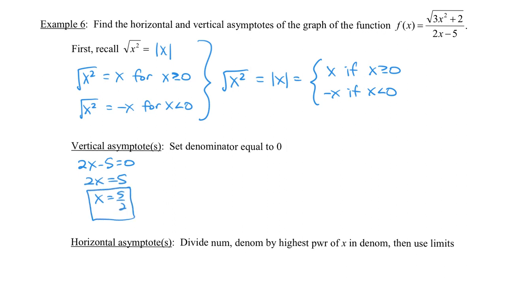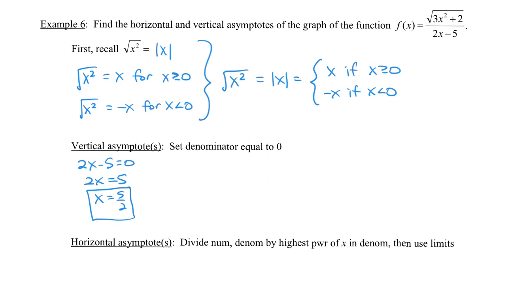And we can see that if we plug in 5/2 here, we're going to get division by 0. So that's a vertical asymptote. So if we were to graph this function, there'd be a vertical asymptote at x equals 5/2. So to find the vertical asymptote in calculus class, there's nothing new. You just find it the same way you did in algebra class.